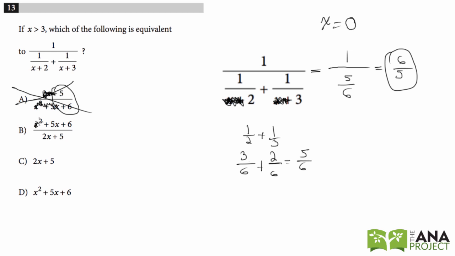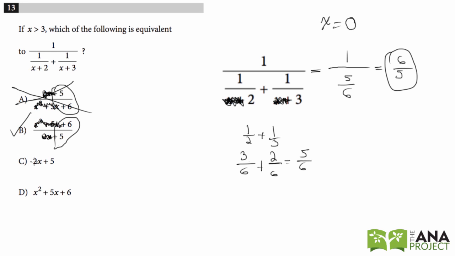0 squared, that's 0, plus 5 times 0 is 0. So we're left with 6 in the numerator, over 2 times 0 is 0, plus 5. So 0 plus 5 is 5. So 6/5. That works.